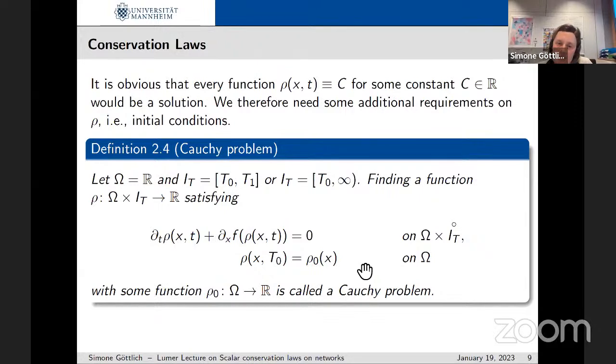Again, you could ask, what about boundary conditions? This would also be an interesting topic. So far, we don't talk about boundary conditions, but we come back to this point when we talk about the network setting.